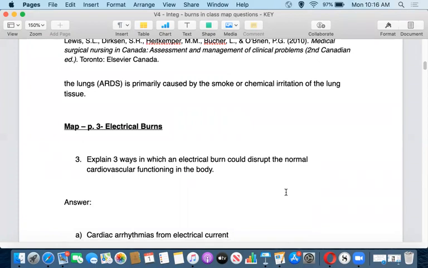So because it's electricity running through the body, it can disrupt the pacemaker cell in the heart and thereby cause arrhythmias by way of electricity influencing that pacemaker cell of the heart.